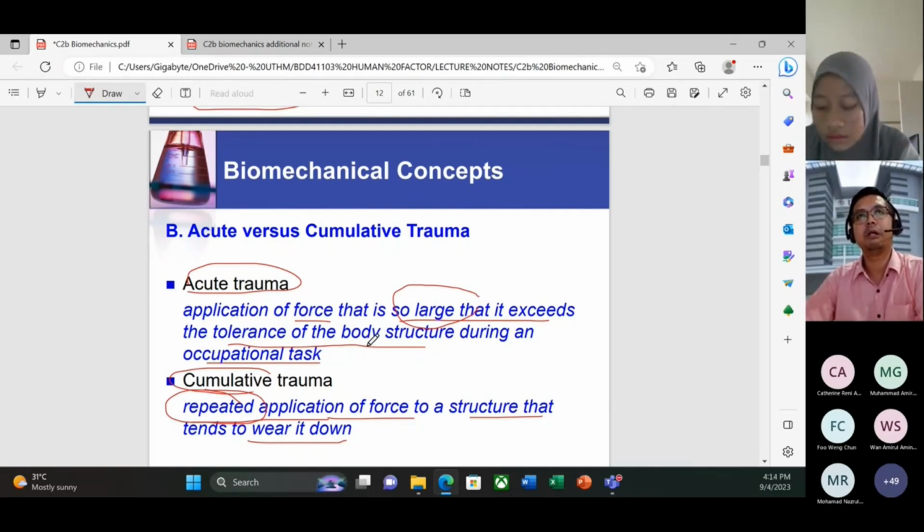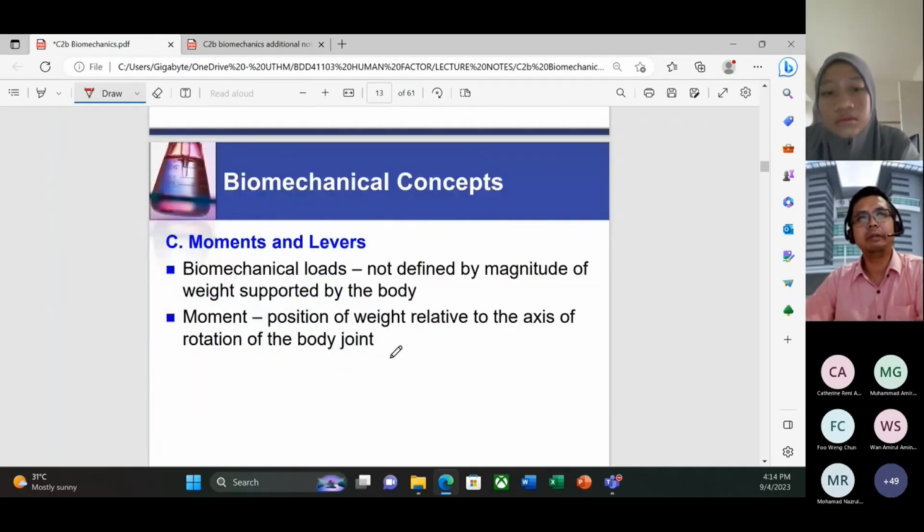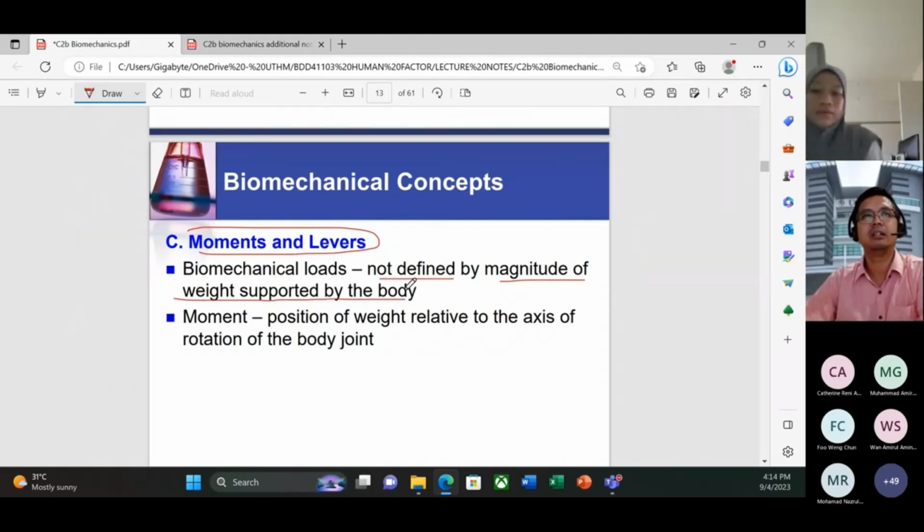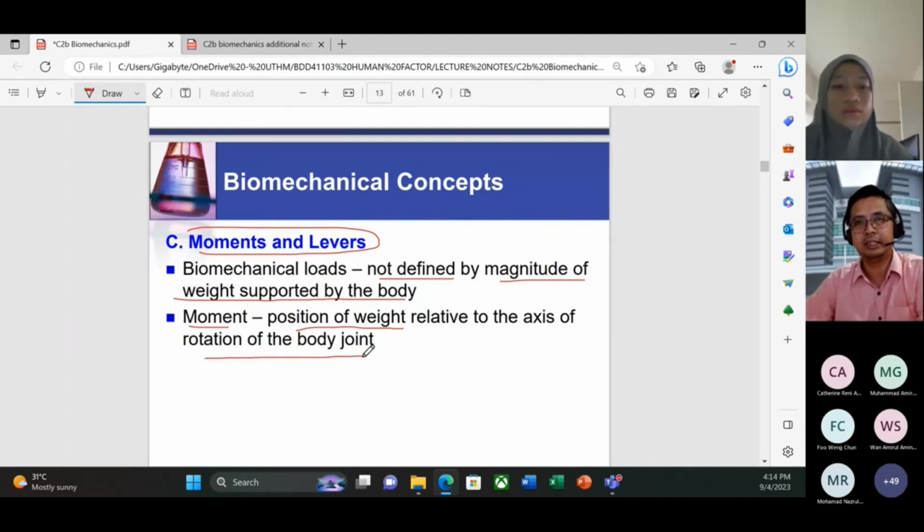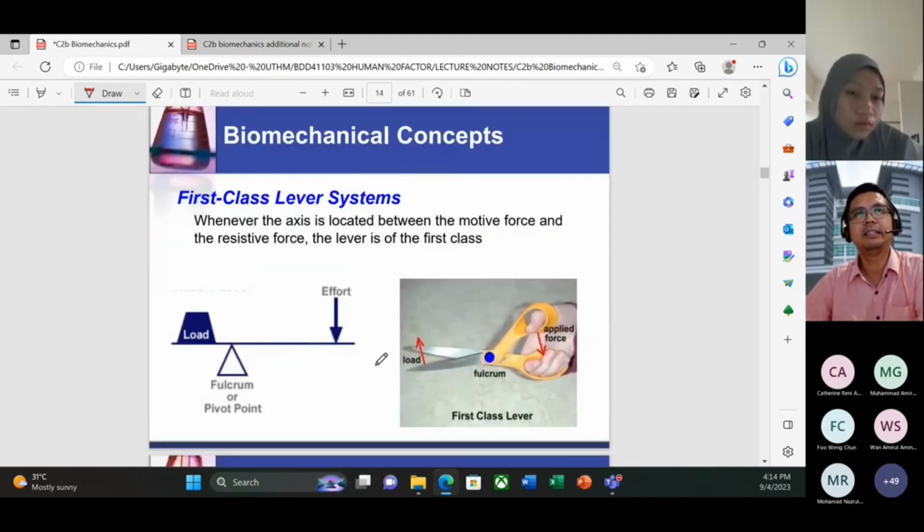So this is number B, the biomechanical concepts. Meanwhile, the other concept is about the movement and lever. So biomechanical load is not defined by the magnitude of the weight supported by the body. Okay, so not defined by magnitude. Meanwhile, the moment is the position of the weight relative to the axis of rotation of the body joint. This is more theoretical, so later on we'll do some exercises regarding our biomechanical concepts. Okay, this is an example.